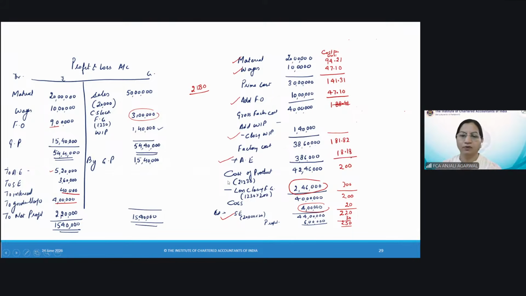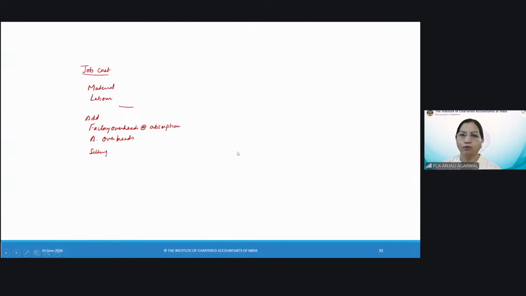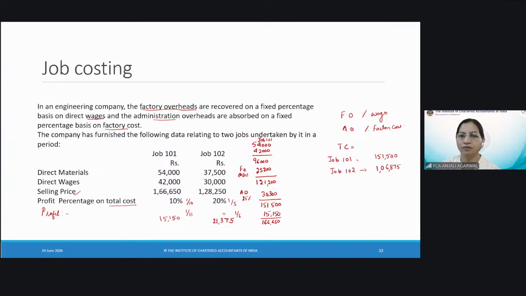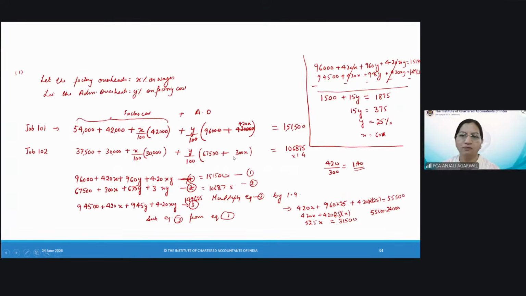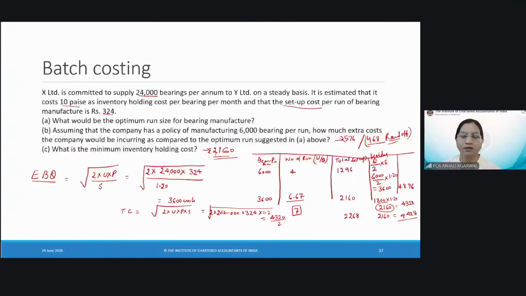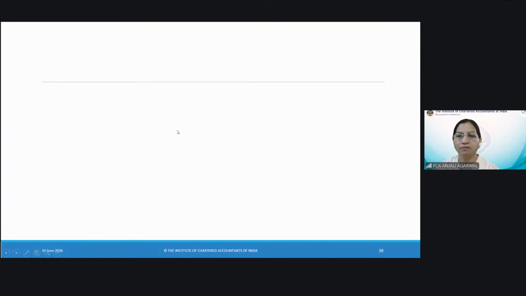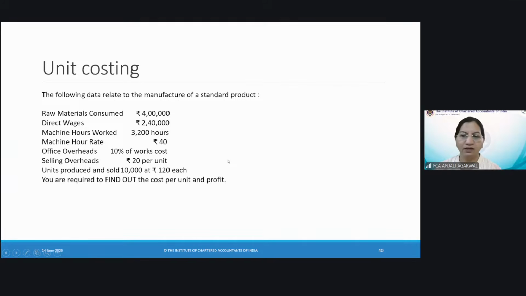unit costing. When you look at unit costing, there can be many industries, like for example, the brick industry. So you want to find out the cost per brick. Now the cost per brick will be very less. So you change the unit to cost per 1 lakh bricks. Similarly, when you are making power, cost per kilowatt of power produced. If you are running a hotel, what is the cost per room? If you are running a restaurant, what's the cost per meal? So whatever unit you take, you calculate the cost per unit. Let's take this. The following data relates to the manufacture of a standard product.